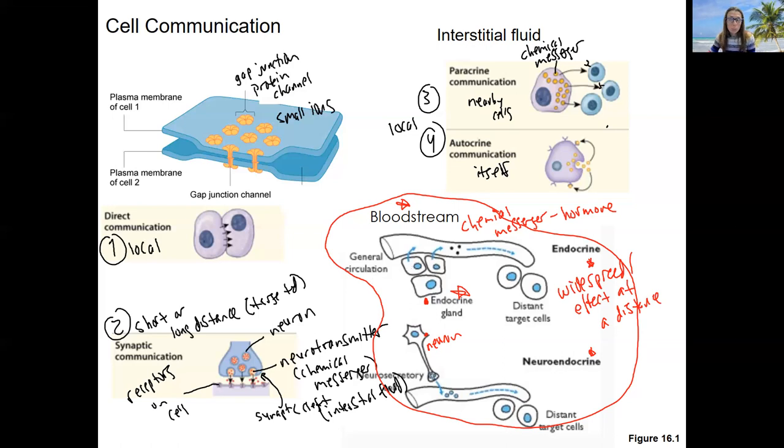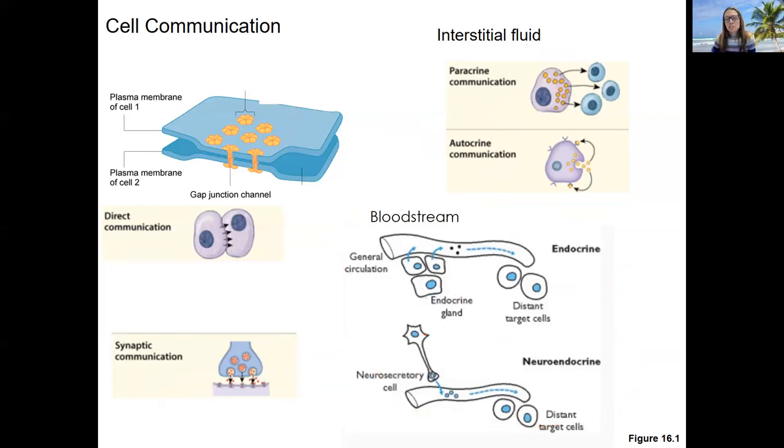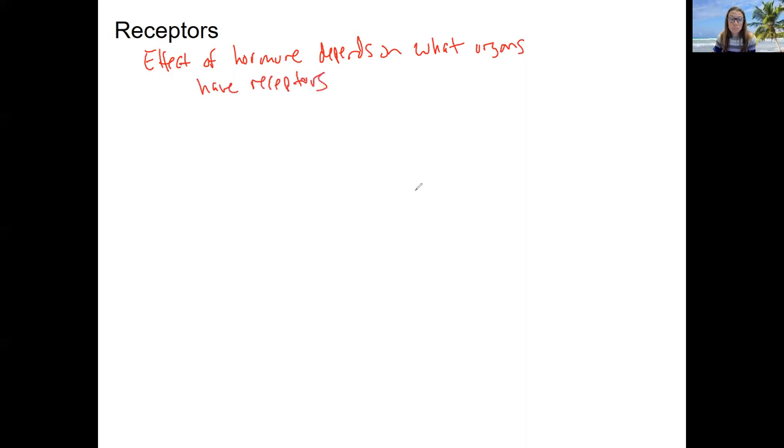What determines whether a cell responds when one cell communicates to it? For pretty much all of these, there needs to be receptors on the target cell. That is the most important thing to discuss. We're going to talk about receptors a lot, but I want to talk about them right now for the endocrine system, because that's where the effect of a hormone depends on what has receptors. What organs have receptors? Because this thing is traveling in the bloodstream, it's going to target anywhere that has receptors, because it's going everywhere in the body.